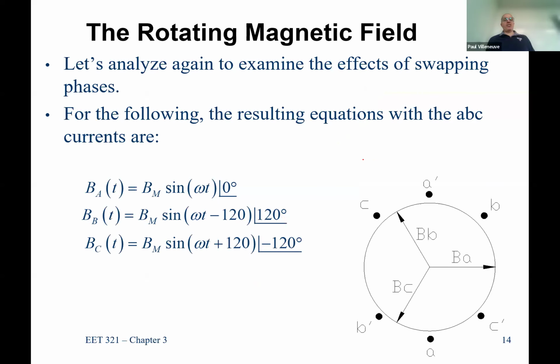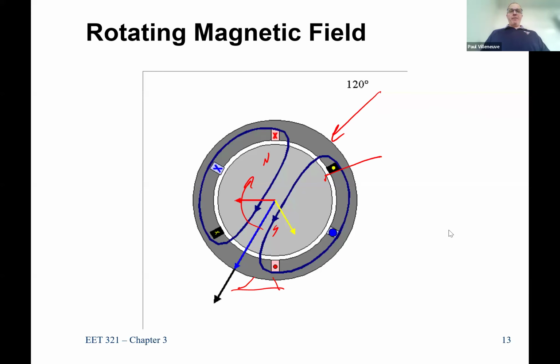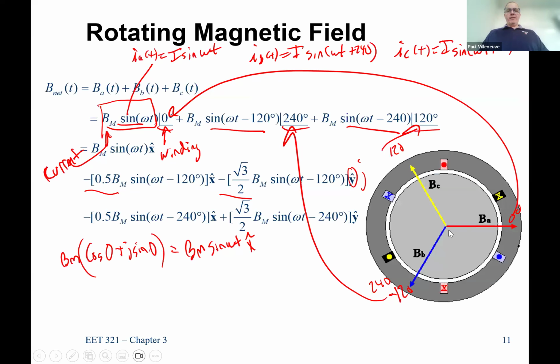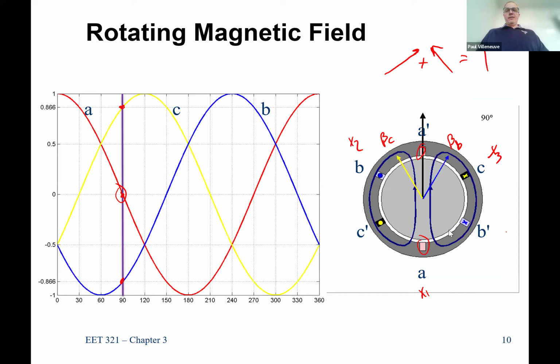All right, so let's swap two out. Do you all remember what we had at the beginning? Let me see if I can slide this out of the way a little bit. We have A, C, B. What did we have before? We had A, B, C. So we swapped B and C.